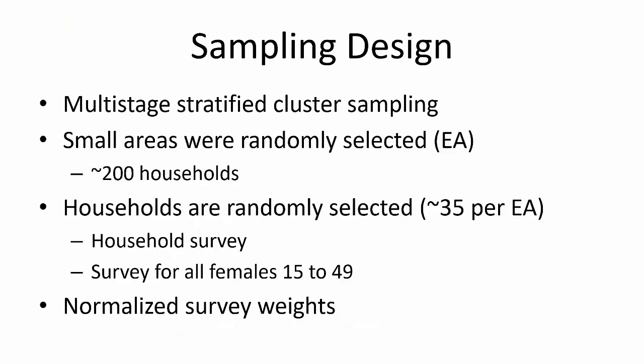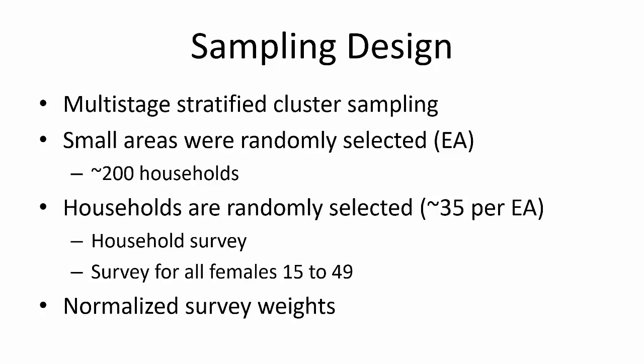PMA was collected using multi-stage stratified cluster sampling. The first step was for them to work with the individual countries' national statistic agencies and divide each country into enumeration areas, or the small areas in which the latest census was conducted. They stratified these EAs into different groups, such as urban and rural or by subnational region, then took a random sample of the EAs. From the selected EAs, which contained at least 200 households, about 35 households were randomly selected.